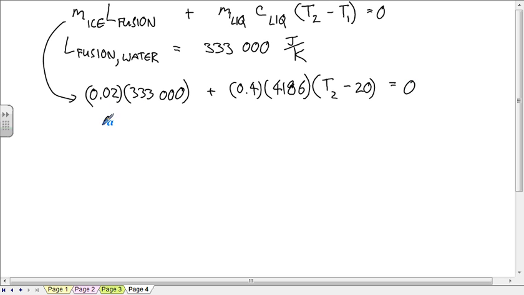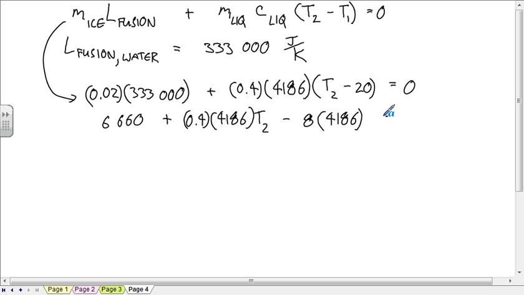So you end up with 6660 plus 0.4 times 4186 T2 minus 8 times 4186, and you get, solve for T2, and you get that T2 is equal to 16.02 degrees Celsius. Okay.